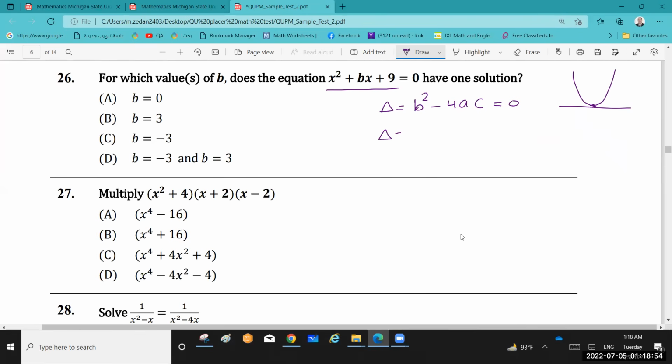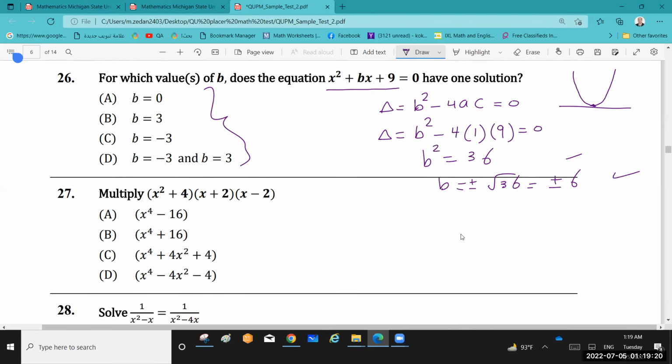So if you calculate b squared minus 4 times a, which is 1, and c, which is 9, it is equal to 0. So b squared is equal to 36. So b is equal to positive or negative root 36, positive or -6. No answer here. I think maybe there is a problem, but this is the way to answer this question. B must be 6 or -6.